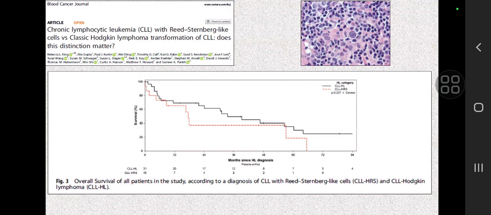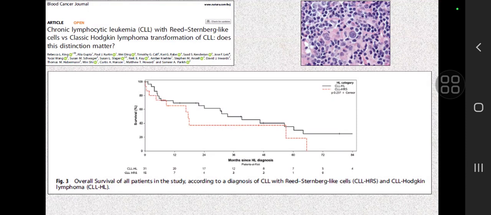Yeah, again, Mike, I'm going to get to that in a second. I think that's really a critical point, and it's what I want to get to. So if you look at the survival curve between a CLL with Hodgkin-like transformation versus a CLL with Reed-Sternberg cells, I don't see that the survival curves in this particular case are hugely different, although you could say the ones with the RS cells are a little bit worse, maybe.